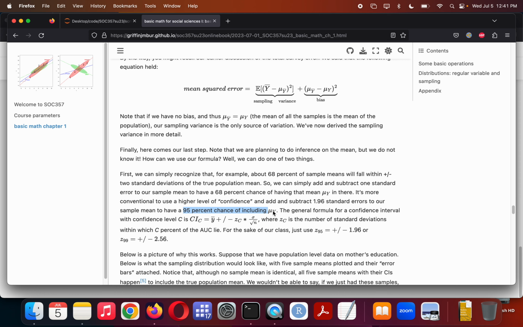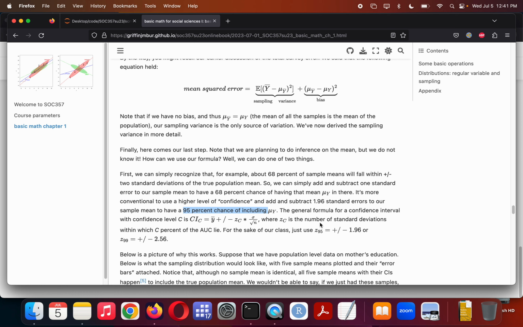The general formula for a confidence interval you can generalize. So with confidence level C, the confidence interval with level C is y bar plus or minus whatever z-score, or number of standard deviations within which C% of the area under the curve lies, times the standard error, sigma over root n. For the sake of our class, I don't want you to calculate other kinds of confidence intervals because it just adds an unnecessary layer of calculation and potentially confusion. So just use a 95% confidence interval.